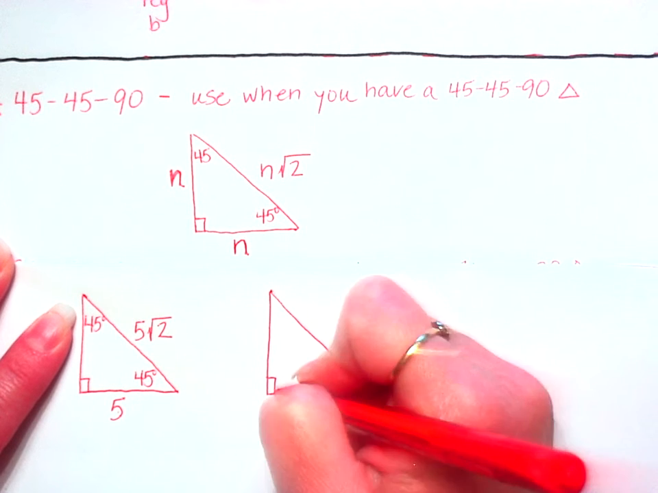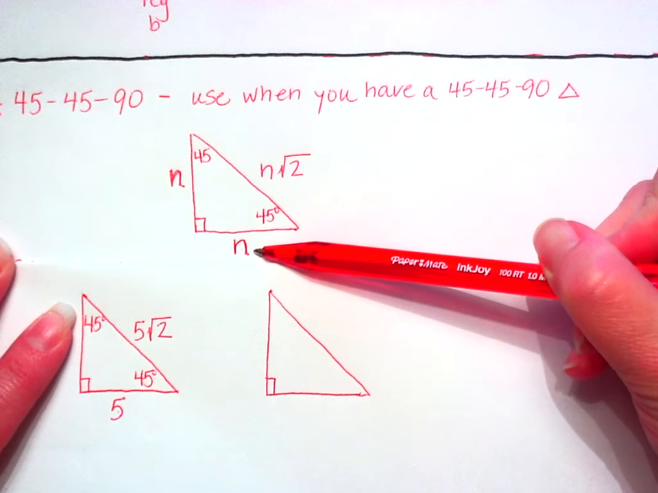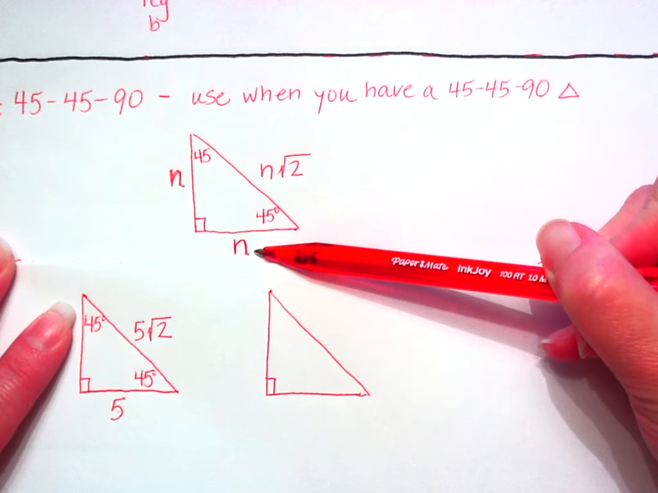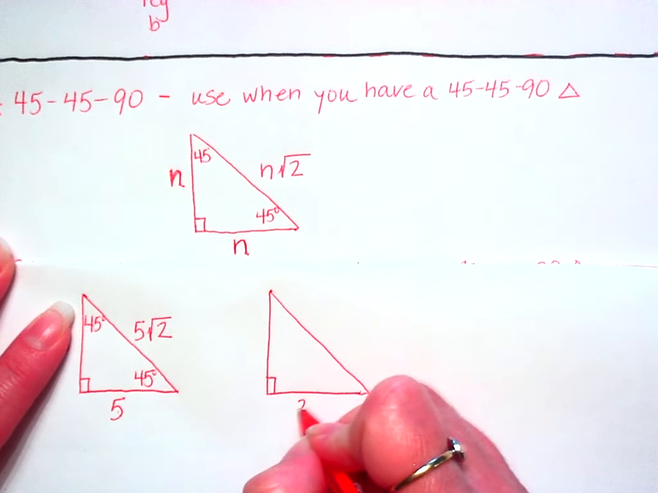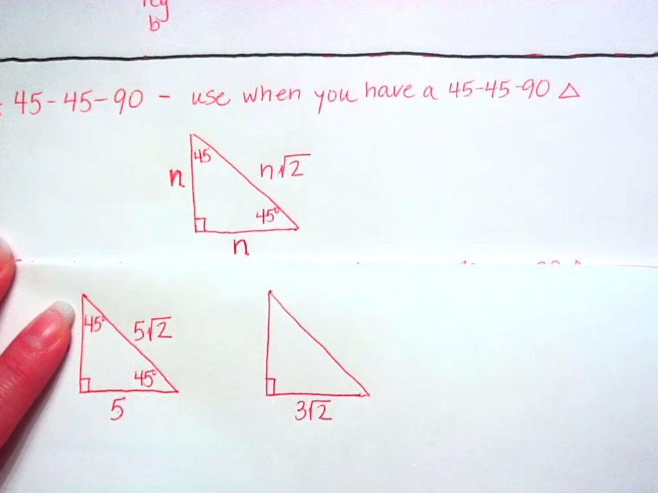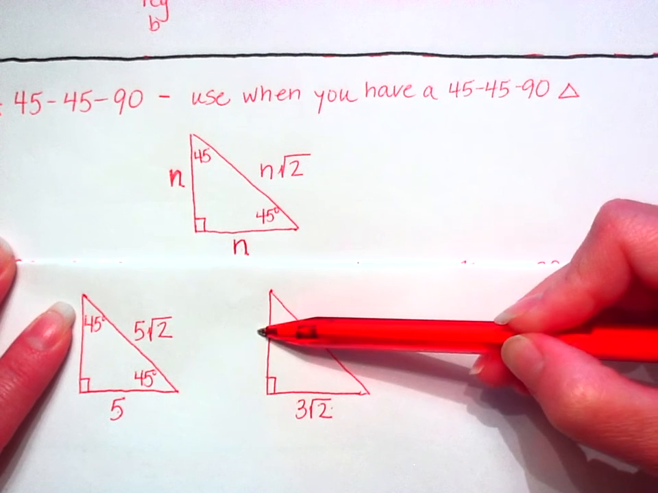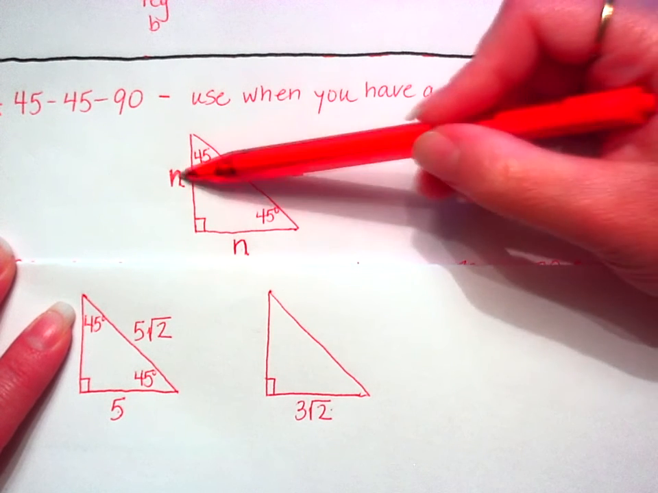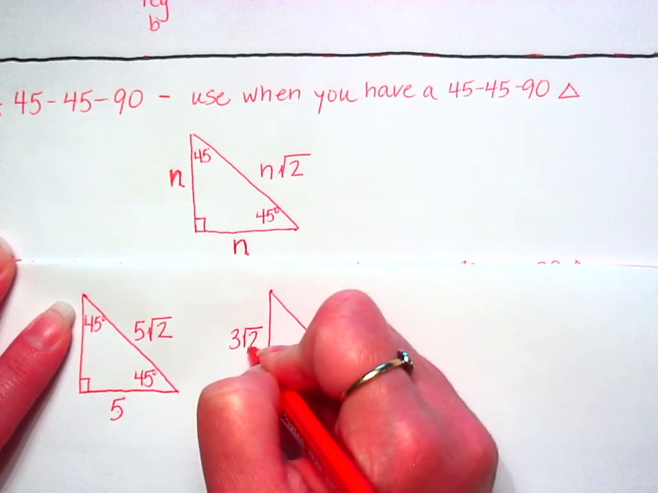Okay, sometimes it's slightly more complicated. Remember, n can be anything. N can be a decimal, a fraction, a whole number, a square root. N can be absolutely anything. So let's say that it is 3 square root 2. That's your n. Okay, that means the other leg has to be the same thing. Remember, the legs match. So if this leg is 3 square root 2, this leg is 3 square root 2.